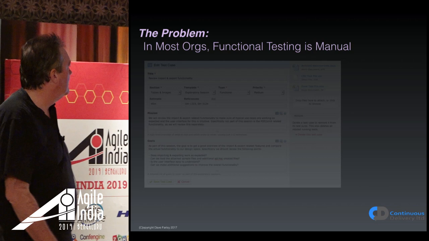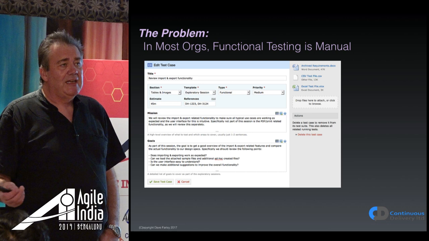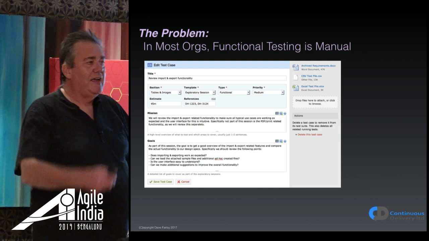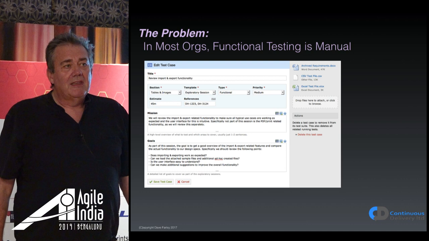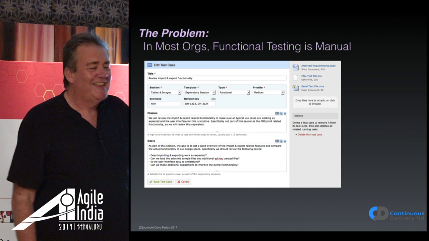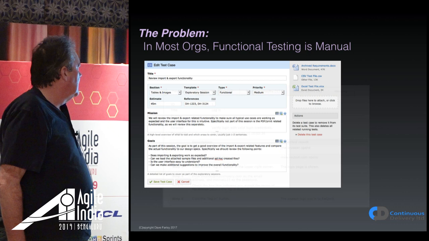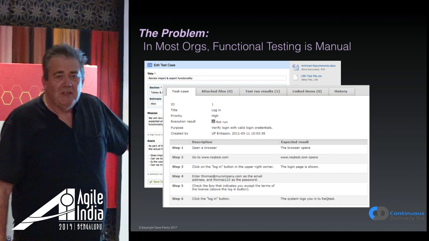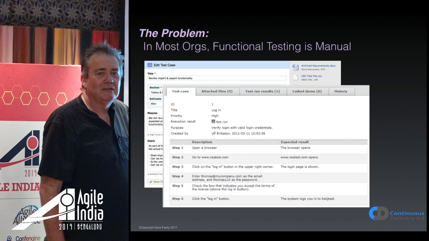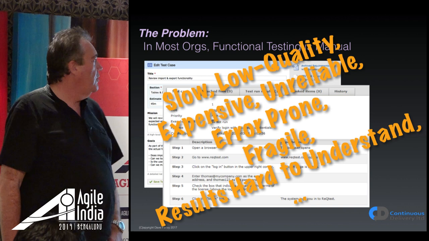In lots of organizations, regression testing is done like this. There are tools, this is one, where you have a manual test case, you capture a series of steps, and then some poor person has to sit through and follow those steps. If you've ever done anything like that, if you're anything like me, you get to step 15 or something like that, and it's different to what it says in the script. It just doesn't work very well. These things are messy and not very high quality. This is saying, open a browser, the browser opens, go to blah, blah, blah, expected results, and so on and so on. Somebody spent real, valuable time, where they could be having fun, maybe drinking beer or something, doing this. This is slow, low quality, expensive, unreliable, error-prone, fragile, and results in hard-to-understand test cases.